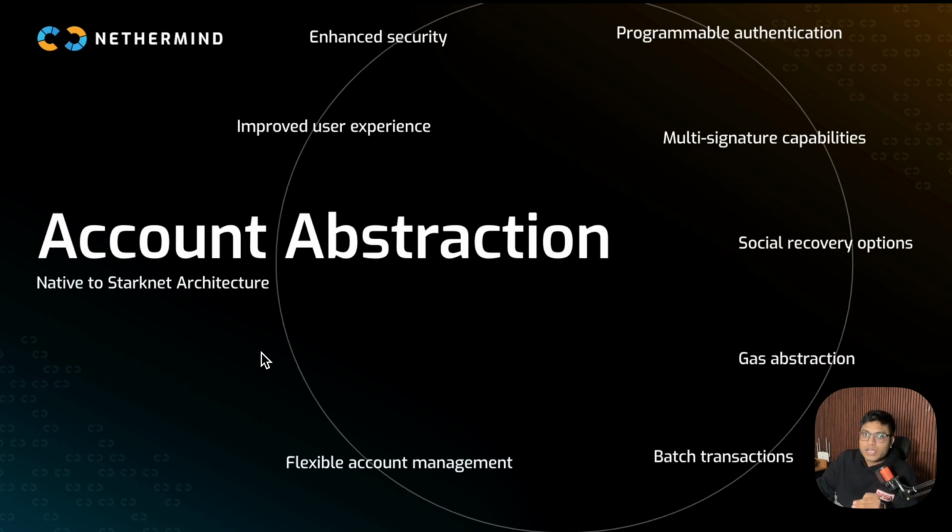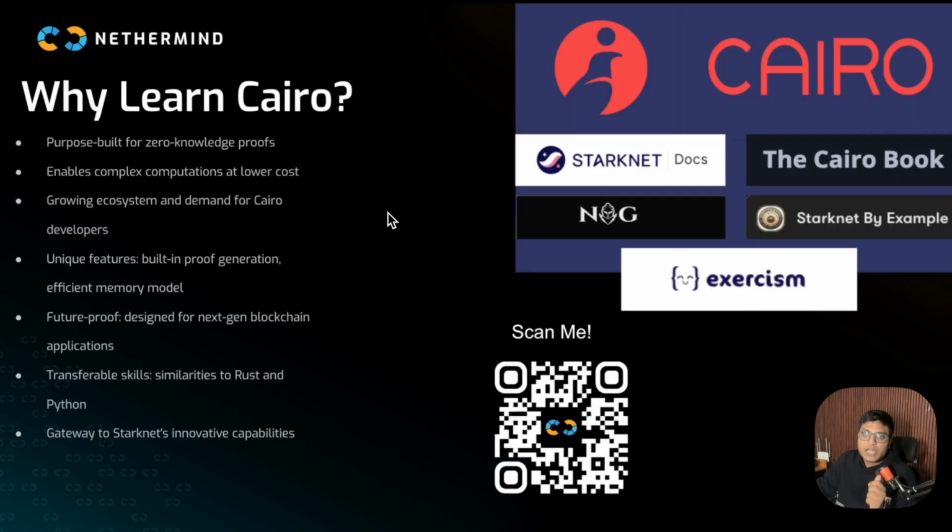So this built-in account abstraction feature in StarkNet opens up possibilities for various applications like social recovery wallets or biometrically authenticated wallets for your DApp. So StarkNet uses a programming language called Cairo. Now the question comes, why do we have to learn Cairo? Why a different language? So let me introduce you to the features of Cairo.